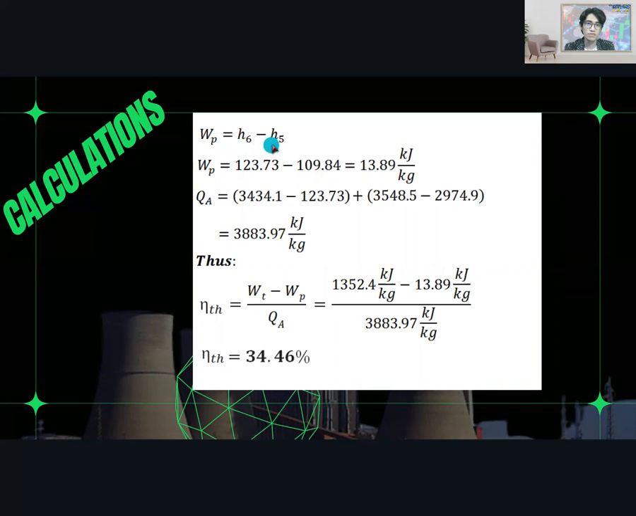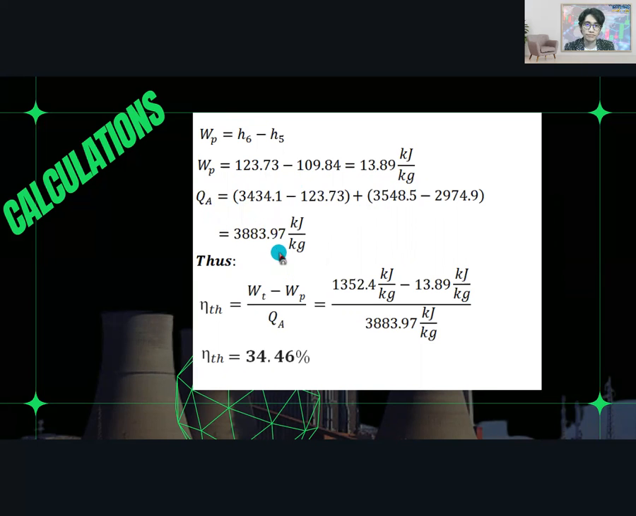Now let's proceed to the pump work. The pump work is enthalpy 6 minus enthalpy 5. Substituting the values, 123.73 minus 109.84, our total pump work is 13.89 kilojoule per kilogram.